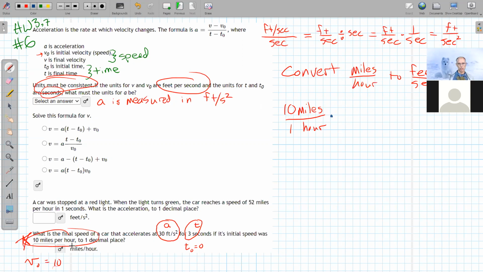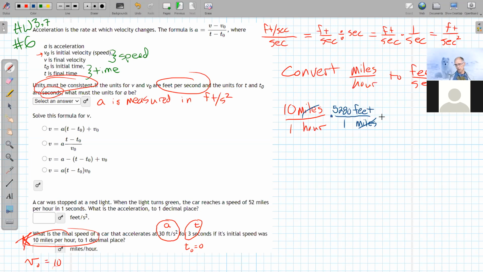We need feet and we need seconds. So we have two things to get rid of. We're going to get rid of miles and hours. So to get rid of miles, we multiply by a fraction with miles in the opposite position. And I would like miles to turn into feet. And I can look up that there's 5,280 feet in 1 mile. So that's going to allow me to eliminate miles and get the feet that I want in my goal here.